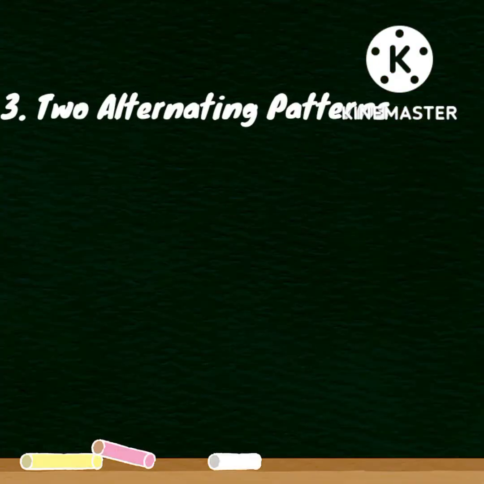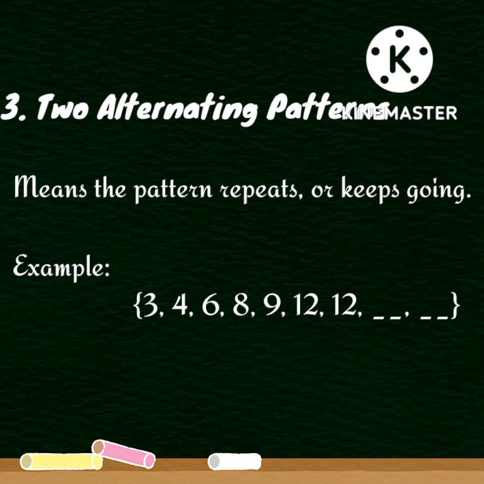2 alternating patterns means that the pattern repeats or keeps going. This idea has 2 patterns na nag-alternate. Example, 3, 4, 6, 8, 9, 12, 12, blank, and blank. So, dito tayo mag-start sa 3. 3 plus 3 is 6, 6 plus 3 is 9, 9 plus 3 is 12, 12 plus 3 is 15. So, dito naman sa 4. 4 plus 4 is 8, 8 plus 4 is 12, 12 plus 4 is 16. So, the missing terms are 16 and 15.